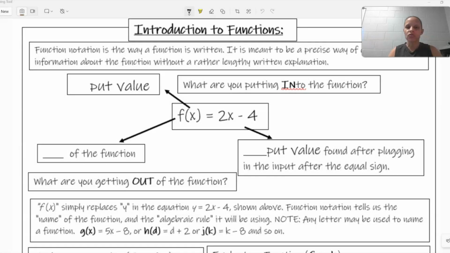All right, we're going to take a look at an introduction to functions, or function notation. So let's go ahead and just define this real quick. Function notation is the way that a function is written.